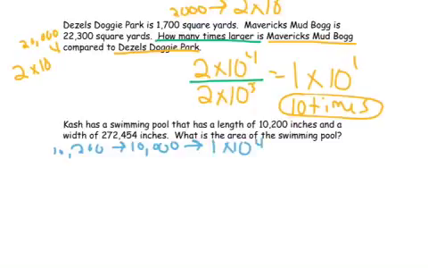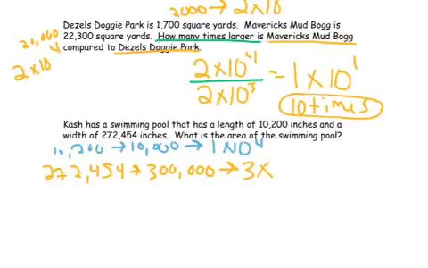then my width, 272,454. I would round that to 300,000 because it's closer to 300,000 than 200,000. Expressing this, my single digit is my 3 times 10, and I have 1, 2, 3, 4, 5 zeros.